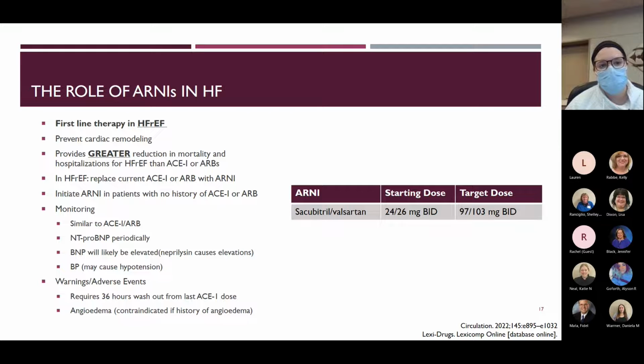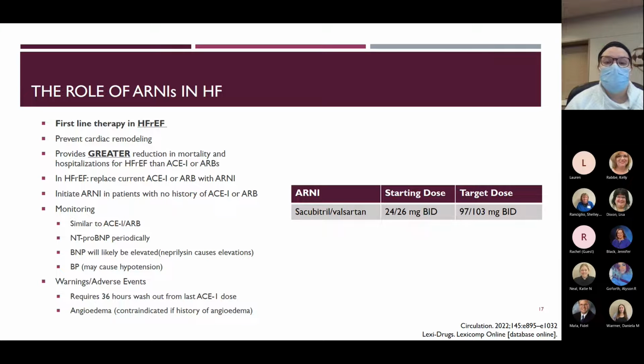As for monitoring for these medications, it's similar to ACEs and ARBs. Whenever it comes to checking pertinent labs in a patient with heart failure to assess for exacerbations, it's recommended to assess NT-proBNP over BNP, as the mechanism of action of this drug is to increase BNP, but it will not have effects on NT-proBNP. And it is potentially a blood pressure lowering medication that can cause hypotension, so that's something to keep in mind as well.